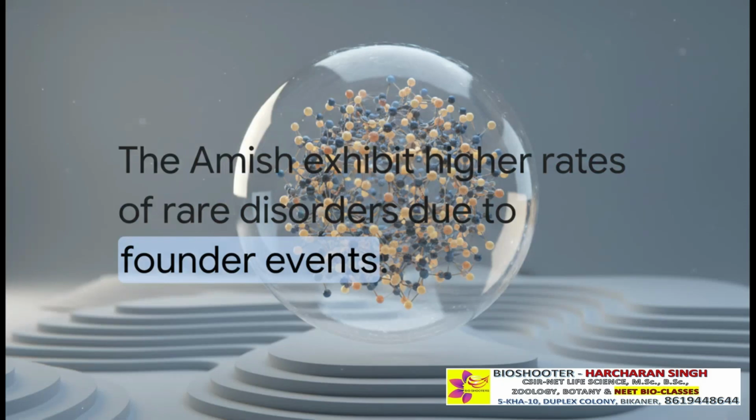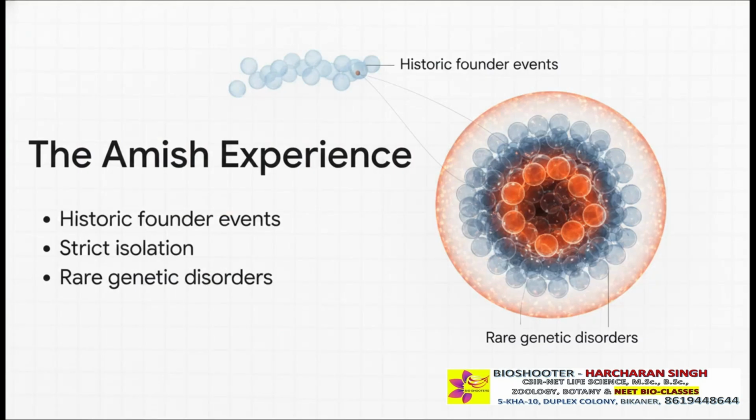And a perfect real-world case study of this entire four-stage process playing out in human history is the Amish population. The Amish experience actually perfectly mirrors that sequence we've just mapped out. They originated from historically strong founder events, meaning just a very small number of original immigrants. And for deep religious and cultural reasons, they've maintained strict isolation and endogamy over the years. As a direct result of that specific random genetic drift, they unfortunately exhibit much higher rates of specific rare genetic disorders compared to the broader general population. It's a truly profound living example of the founder effect's immense power.